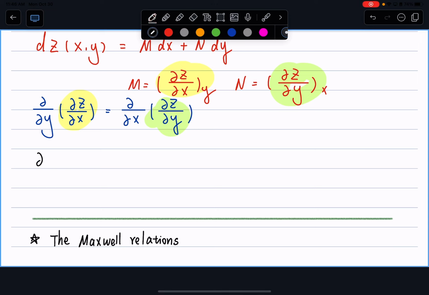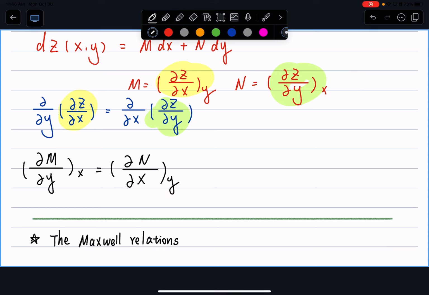So what we end up having is the partial derivative of M over y at constant x equals the partial derivative of N over x at constant y. We're just using the nature of partial derivatives: whether you take that partial derivative with x first or y first does not matter. So how does that apply to our Maxwell relationship that we just derived before? It gives us some relationship between these partial derivatives.